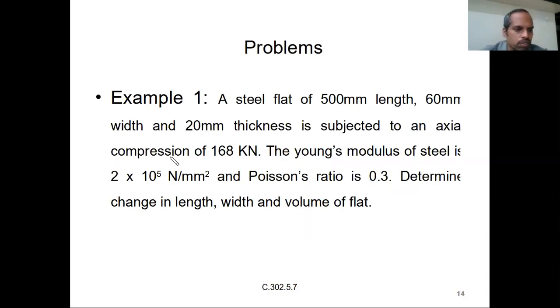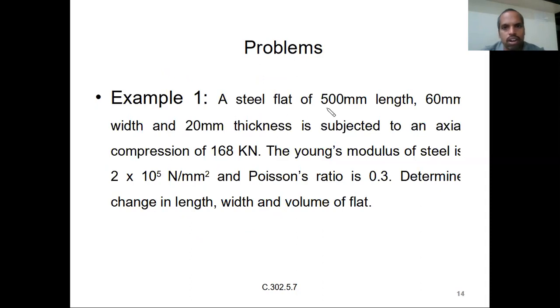Right. Now let us go to some examples based on longitudinal strain, lateral strain, Poisson's ratio, and Young's modulus. Combining all the topics we have discussed, that is stress, strain, lateral strain, longitudinal strain, Poisson's ratio, and Young's modulus, let us solve some problems.